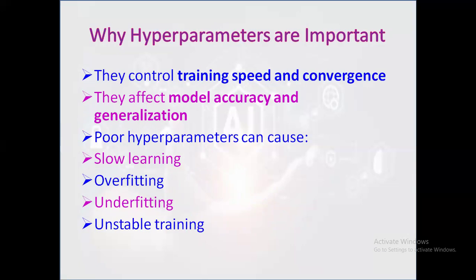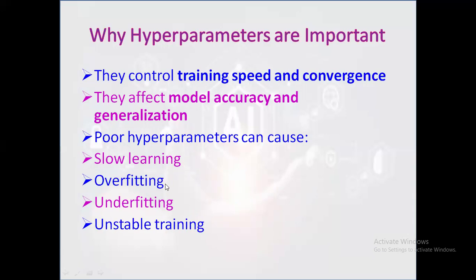Poor choices can make training extremely slow or unstable, and they affect model accuracy and generalization. Hyperparameters directly influence how well the model fits training data and how well it performs on unseen data. Proper tuning leads to improved predictive power and reliability. And slow learning rate. Slow learning means incorrect hyperparameters can cause training updates to be too small, resulting in slow progress toward optimal solutions.